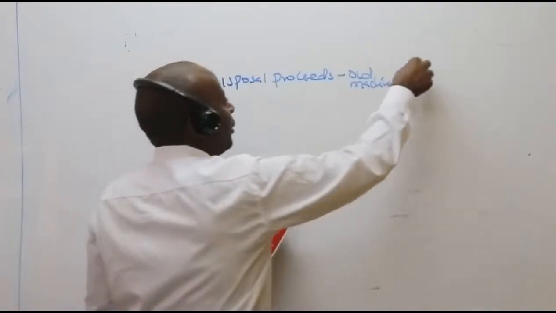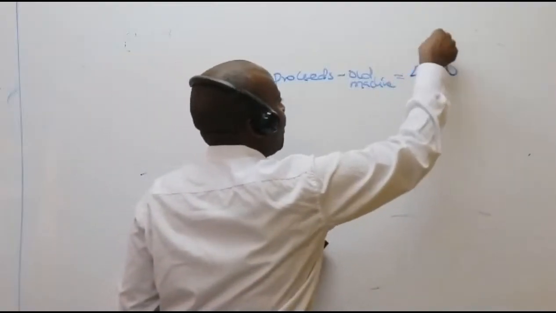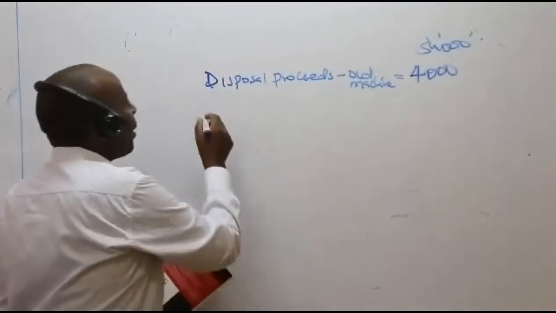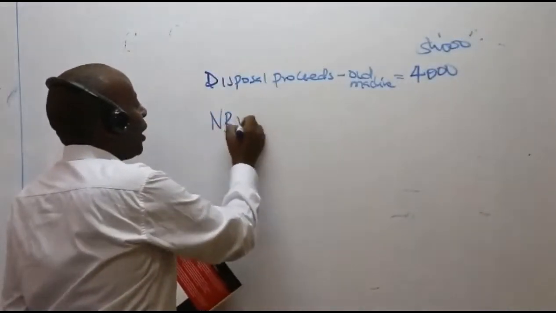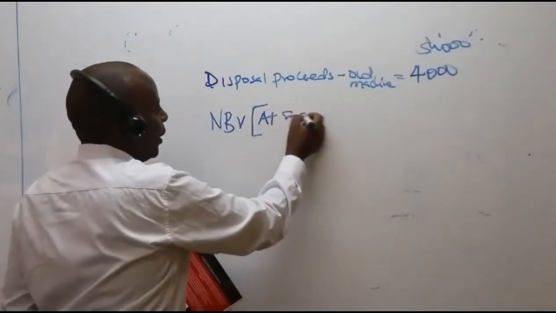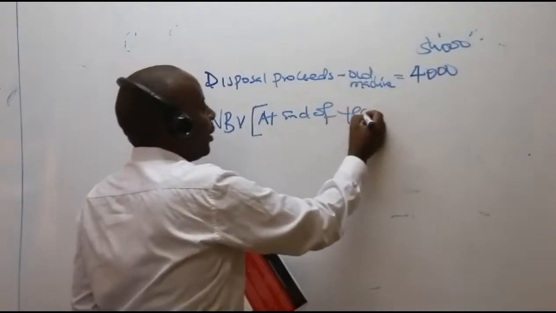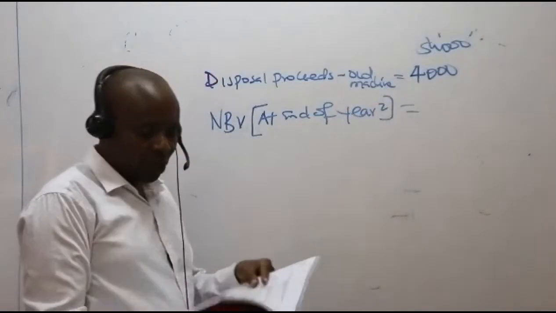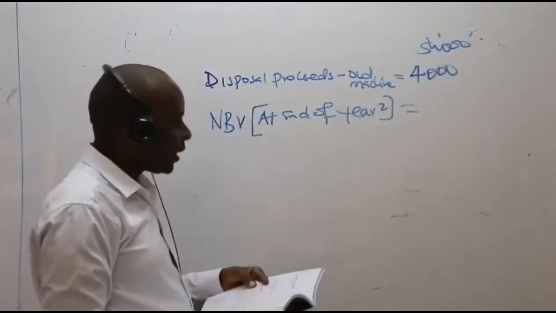So 4 million. Let me put my figures in thousands like that. Now I'll compare this with the net book value of this machine. Remember, this is at end of year 2. So at the end of year 2, what do we have? Have they given us this net book value?